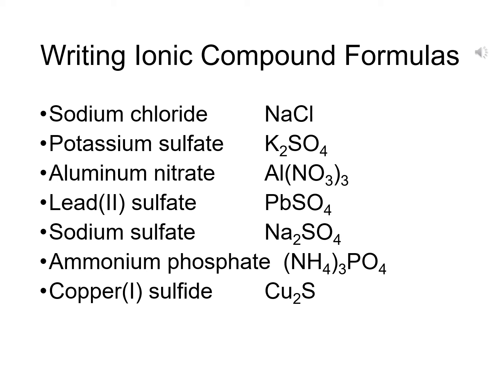Next, we look at copper 1 sulfide. So here we have copper 1. So each copper ion has a +1 charge. The sulfide ion, being a group 6 ion, has a -2 charge. So to get +2 to balance out the -2, we're going to need 2 copper ions. So 2 times +1 is +2, and that balances out the sulfide's -2 for a total charge of 0 on this ionic compound.